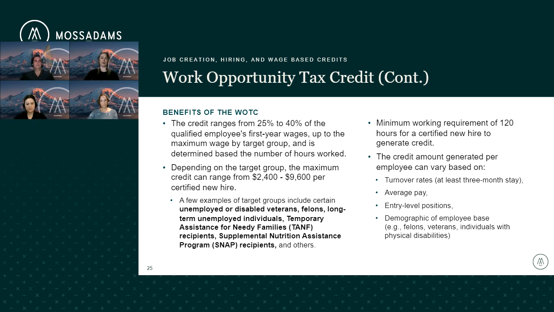The credit is a percentage based on the amount of wages and hours a qualified new hire works. And so depending on their retention and what their average annual pay is, the credit amount can range, but in general, the maximum credit amount ranges from $2,400 to $9,600 per qualified employee.